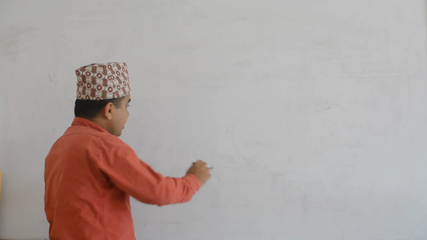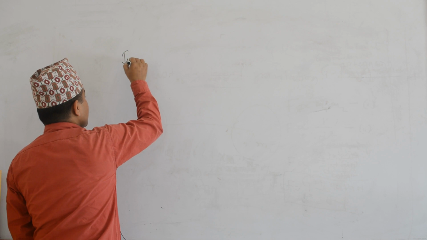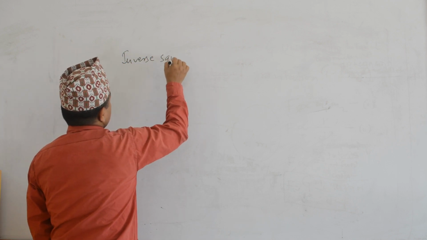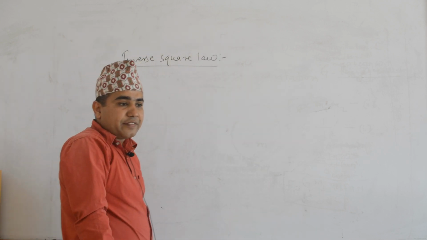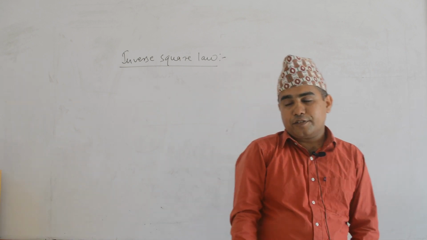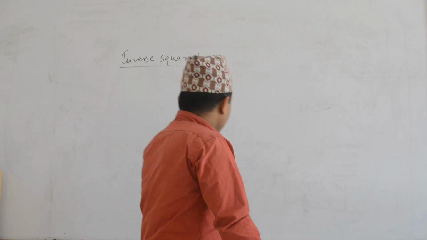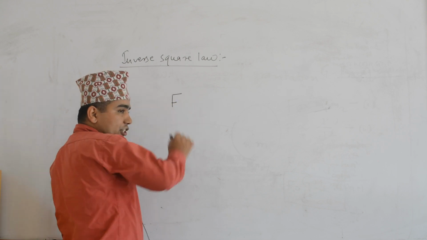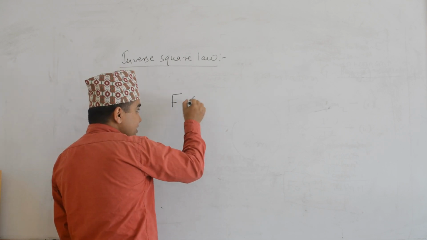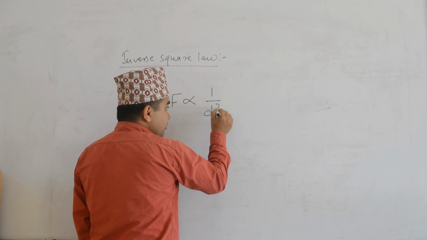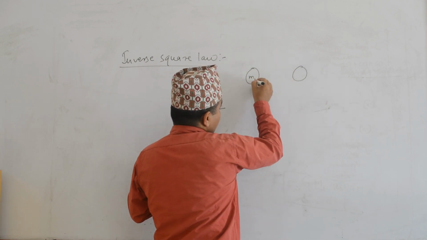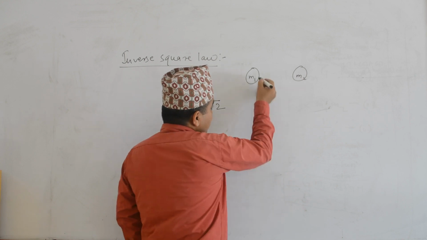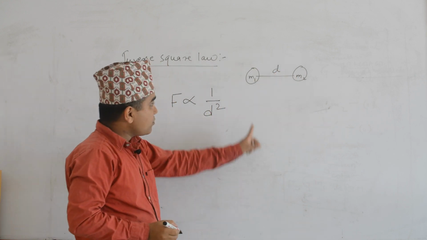Now, after this, I would like to continue the discussion with gravitational force. Inverse square law. So what does it mean? And why is Newton's law of gravitation called the inverse square law? That is a very important topic I would like to discuss here. Gravitational force of attraction between any two bodies is inversely proportional to the square of the distance between their centers. It means that here are two bodies. The mass of this body is m1, the mass of this body is m2, and the distance between them is d.